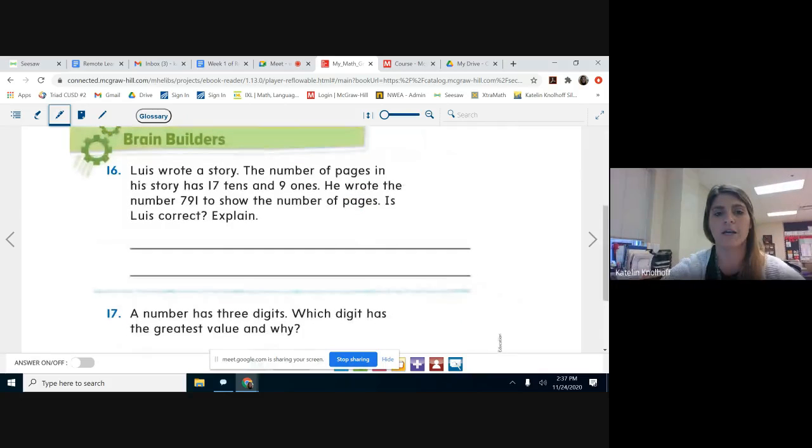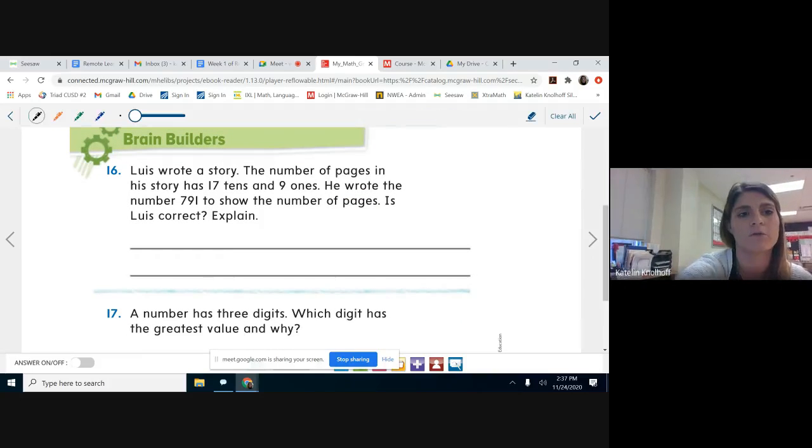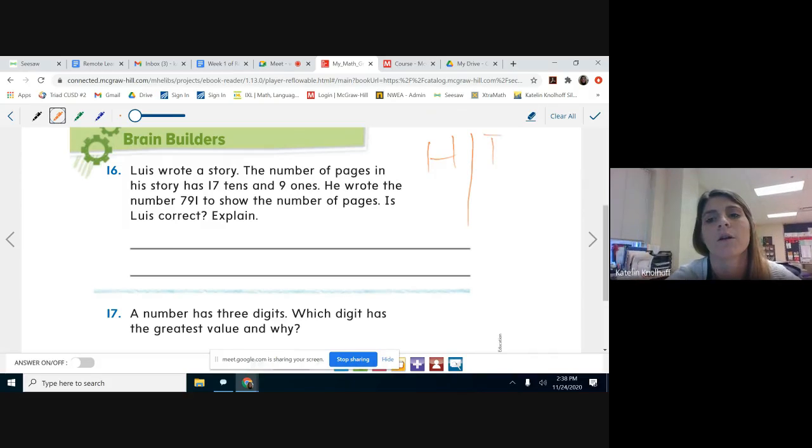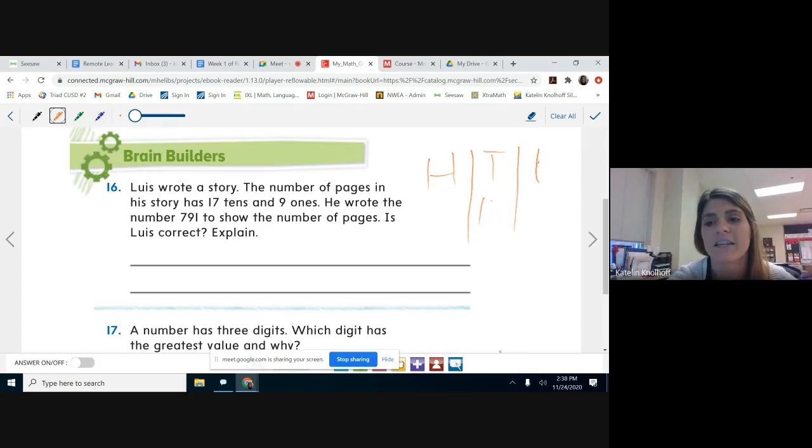We're going to do one brain builder together, and then you're going to try one brain builder on your own. All right, this one says, Lewis wrote a story. The number of pages in his story has 17 tens and 9 ones. He wrote the number as 791 to show the number of pages. Is Lewis correct? So like I said before, let's draw out our chart. So we know that he said there are 17 tens and 9 ones. Okay, and there are 0 hundreds.